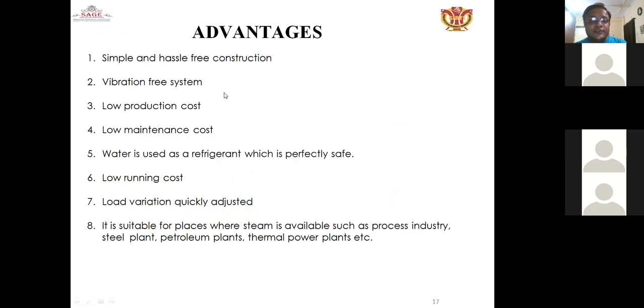What are the advantages of the steam jet cooling system? Simple and hassle-free constructions, vibration-free system, low production cost, low maintenance cost. Water is used as a refrigerant, which is perfectly safe. Low running cost, load variation quickly adjusted. It is suitable for the places where the steam is available, such as a process industry, steel plant, petroleum plant, thermal power plant. These are the units where it will be used, or the advantages of the steam jet cooling system.